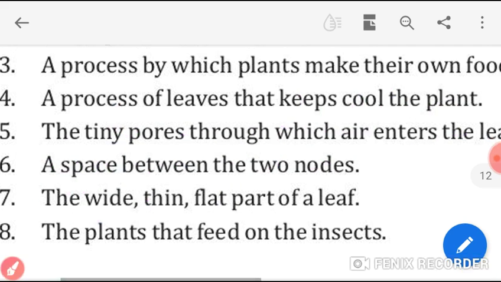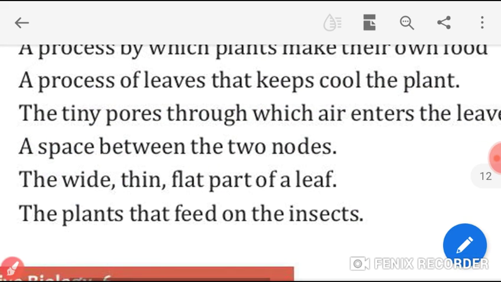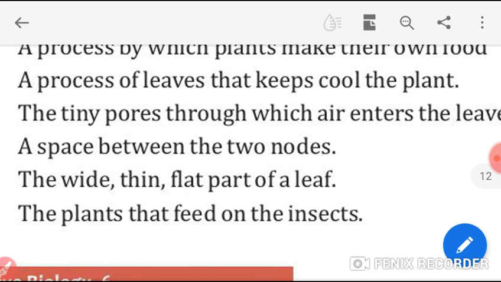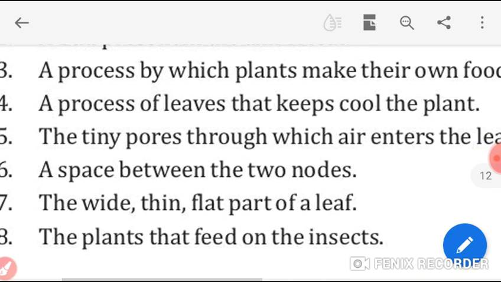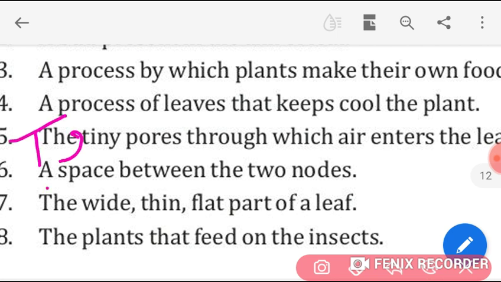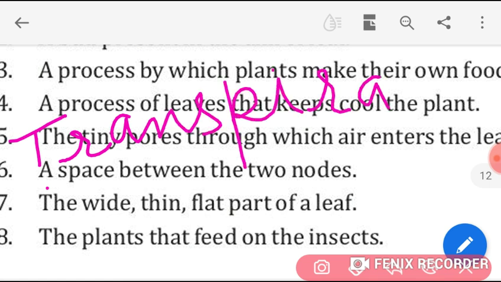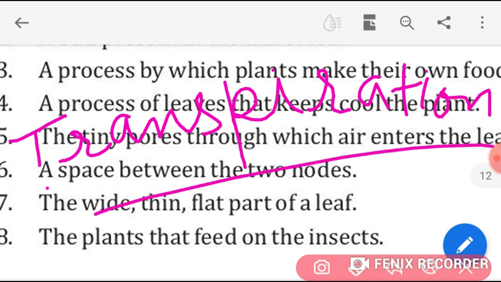Sorry, one question left. Fourth, a process of leaves that keeps cool the plant. Answer is, students, transpiration. Transpiration.